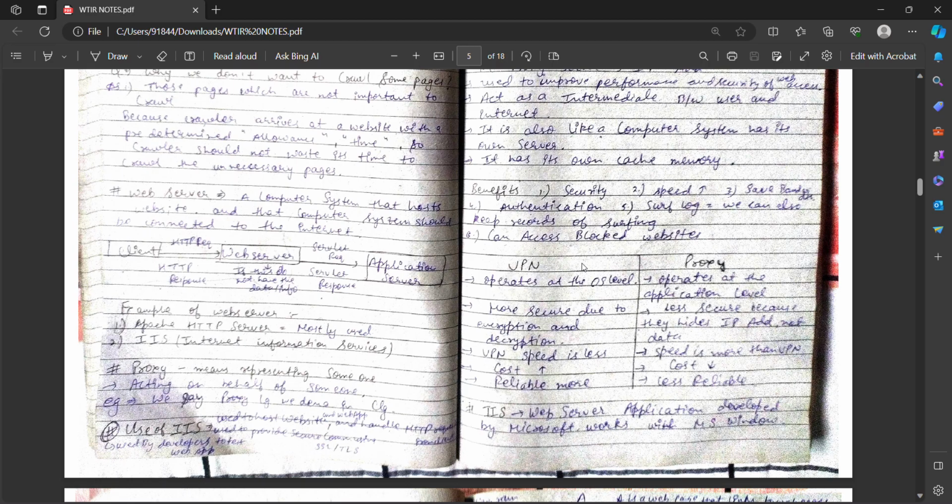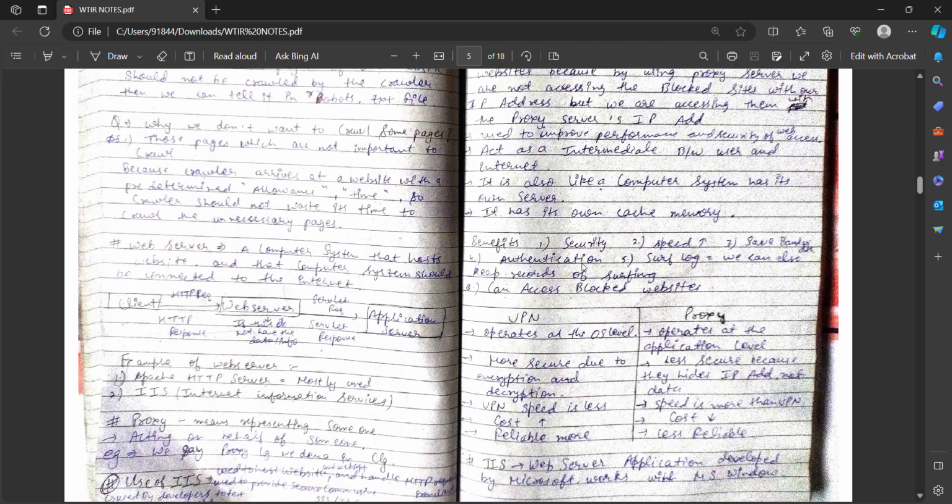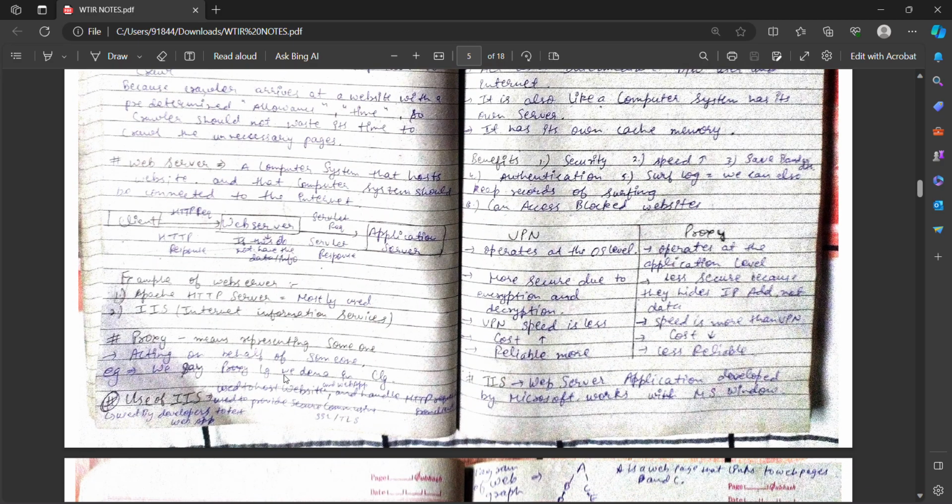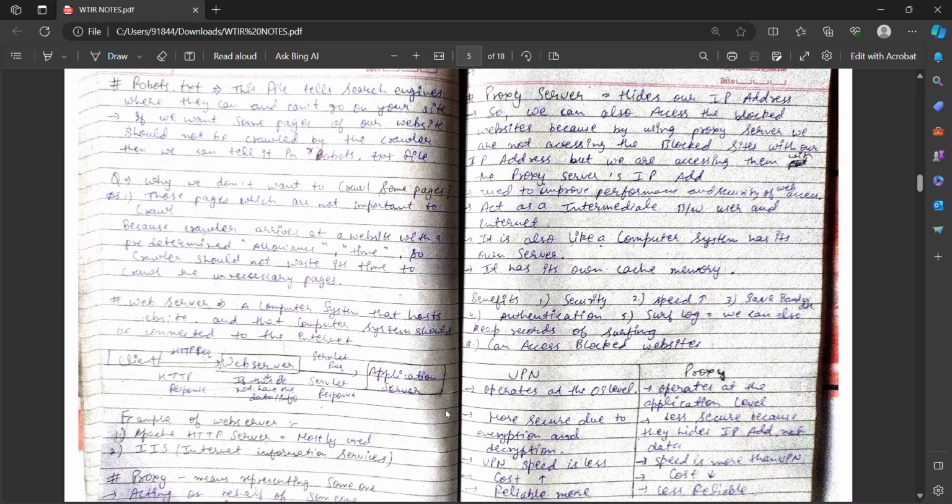Proxy server, we know what this is. Just a little bit of a reminder: a proxy server is basically acting on behalf of someone. What it does is provide you an IP address, so that with the help of that IP address you can access blocked websites.